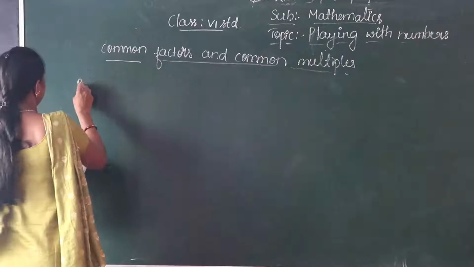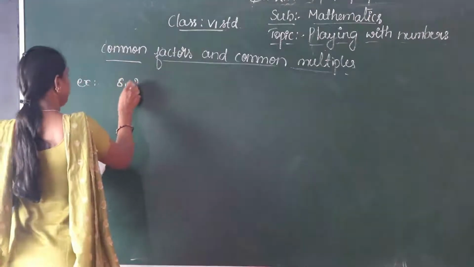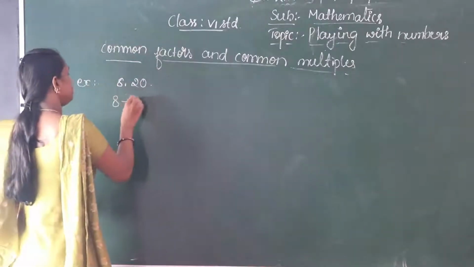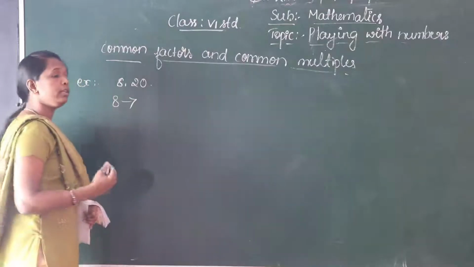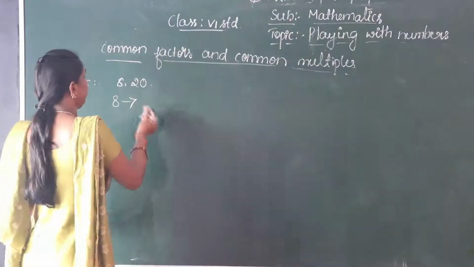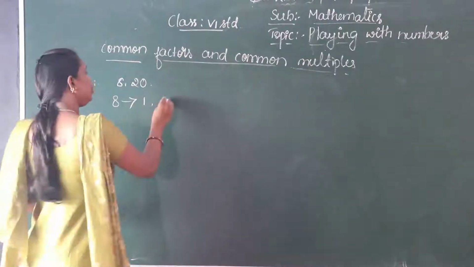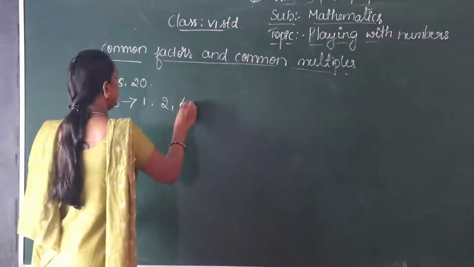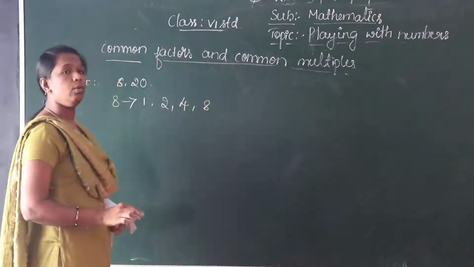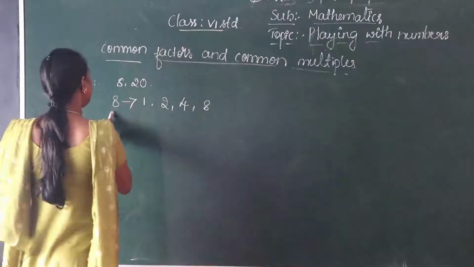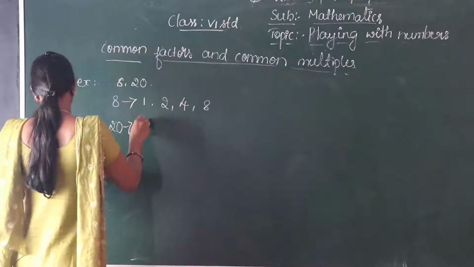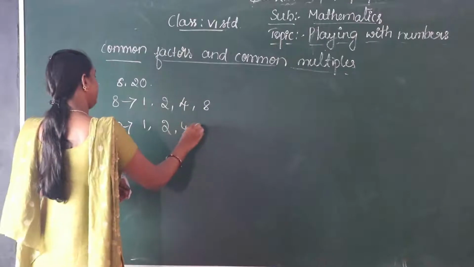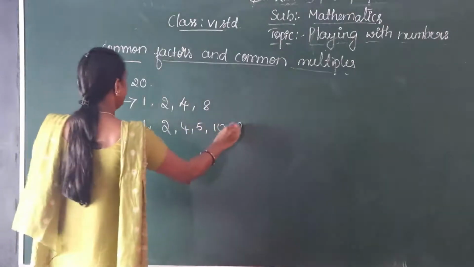For example, here I will take 8 and 20. For that we have to find the common factors. So you know the factors of 8. Factors of 8 means the number is present in which table. It is already present in 1's table, 2 4s are 8, 4 2s are 8 and then 8 1s are 8. Here 1, 2, 4, 8 are the factors of 8. And then 20: 1, 2, 4th table is there and 5th table is there, 10 and then 20.